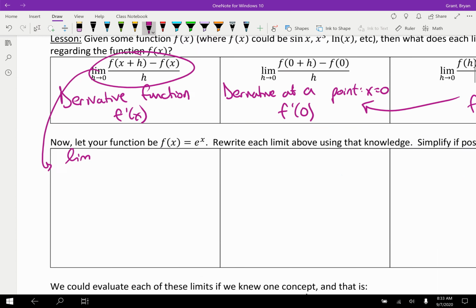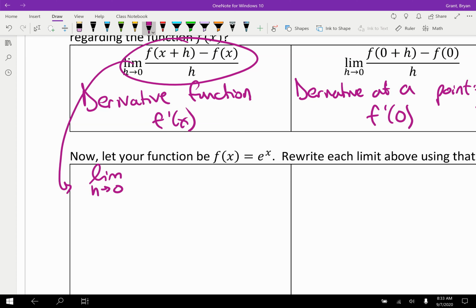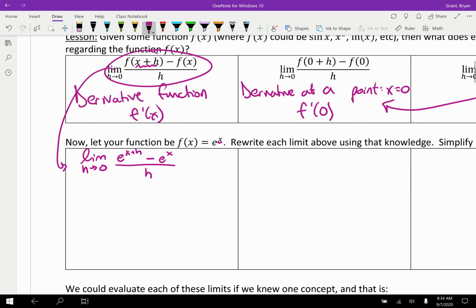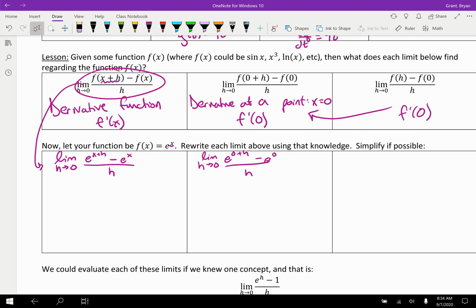So the limit as h approaches 0 of f of x plus h, which means replace the x with x plus h, minus f of x, well, that's just e to the x, divided by h. Same thing for the second one, the limit as h approaches 0 of e to the 0 plus h minus e to the 0 divided by h. And the last one is going to be pretty much the exact same thing, right? The limit as h approaches 0 of just e to the h minus e to the 0th divided by h.